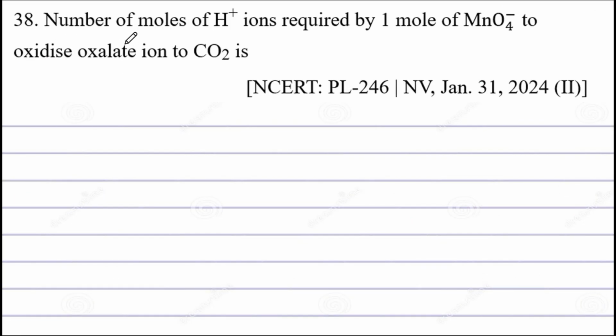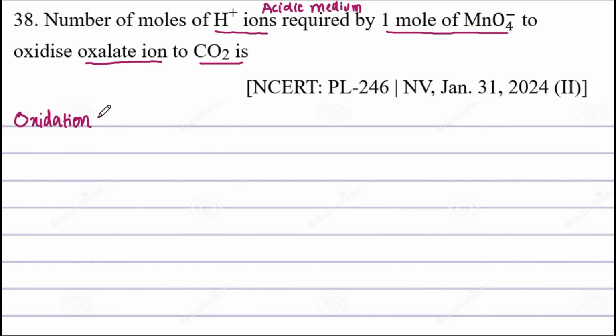Next question: the number of moles of H plus ions required by 1 mole of MnO4 minus to oxidize oxalate ion to CO2 is? So H plus ions are mentioned. It means that the reaction takes place in acidic medium. So we are seeing the oxidation of oxalate ion to CO2. Let us see the oxidation half reaction. Oxalate ions, C2O4 2 minus. In the question itself it is mentioned that it is oxidized to CO2.